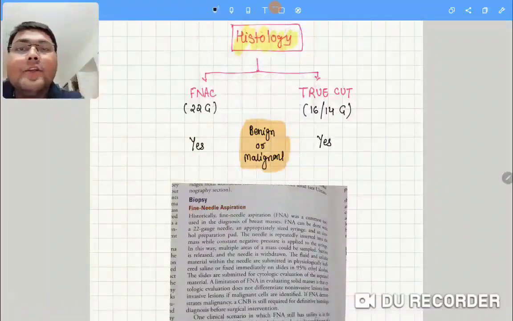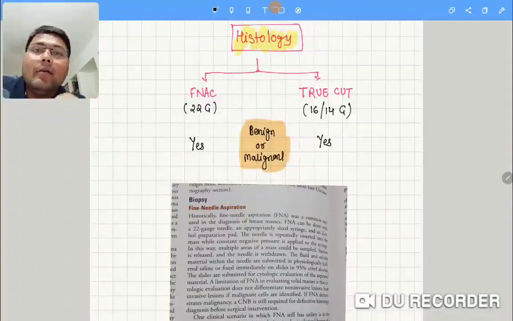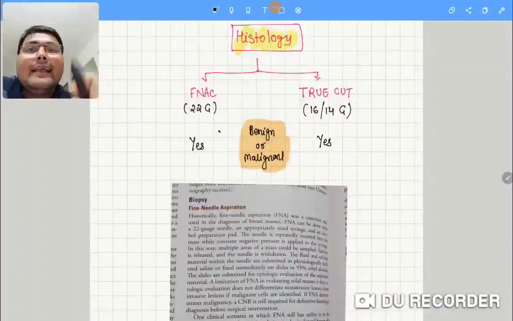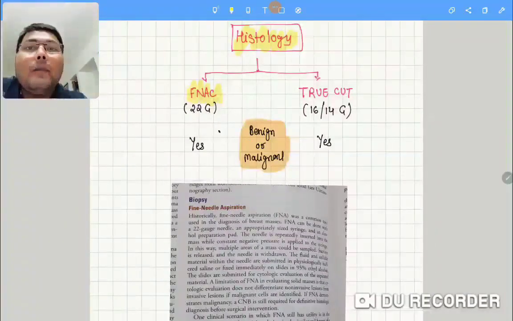In FNAC, we use a 22 gauge needle, and the breast tissue is aspirated. Whatever tissue comes in the syringe, you prepare slides from it and go for breast tissue cytology. But here the amount of tissue is very less. So it is not confirmatory, but this investigation, FNA, can tell you whether this swelling is benign or malignant.